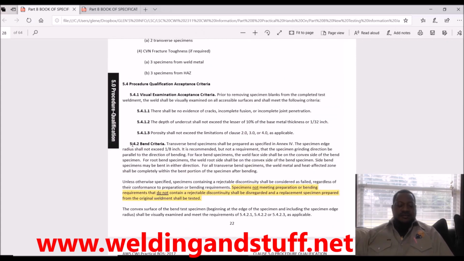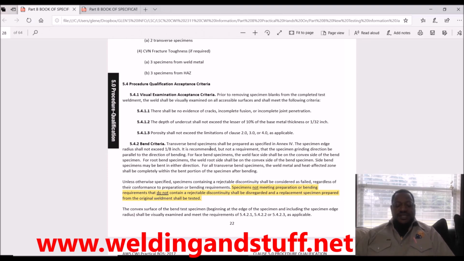And I gave you, it's in paragraph 5.4.2, bend criteria. And this is on the procedure qualification. Don't get the procedure qualification and the performance qualification mixed up. The performance qualification is the same as a welder's qualification. So let's go ahead and read this.